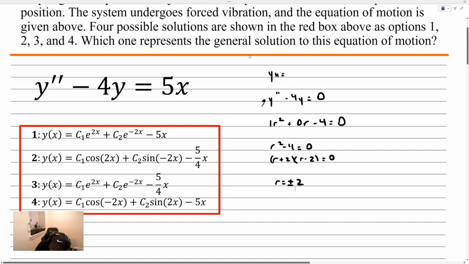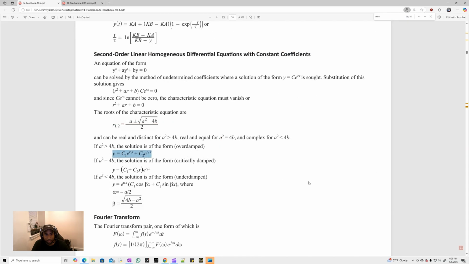If we go ahead and write down our homogeneous solution, that's C1 e to the positive 2x plus C2 e to the negative 2x. And these are our two roots here, that plus or minus 2. For the particular solution, the kind of theory there is that we guess a kind of solution.